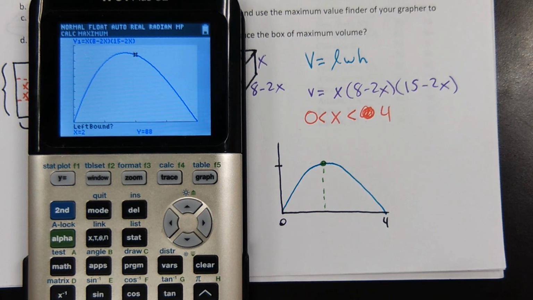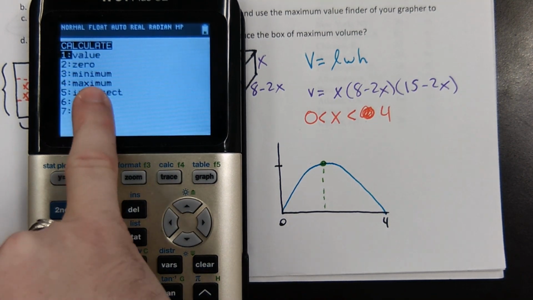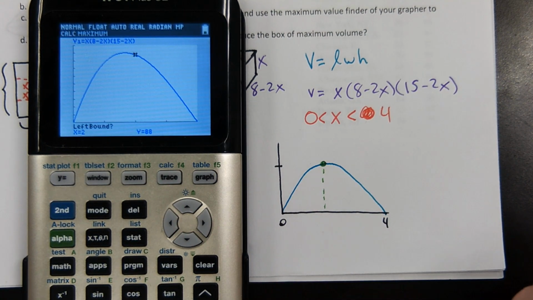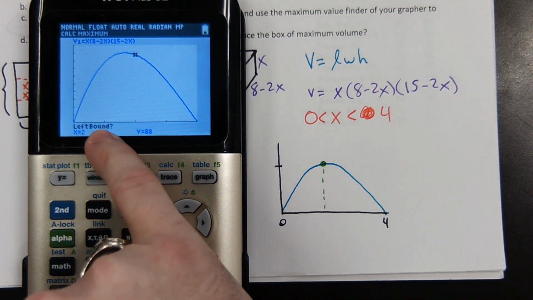Do yourself a favor when you're trying to do maximums and minimums. I don't know if you caught that, but you could also do minimum if you had a graph that was pointing down. Anyway, do yourself a favor, only have one graph on the screen. Get rid of the other ones. You'll notice that the calculator is prompting me.